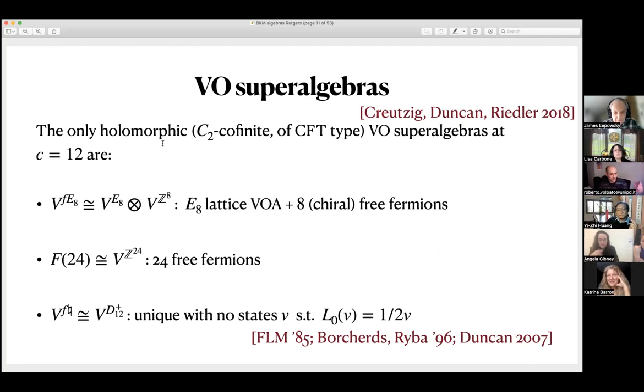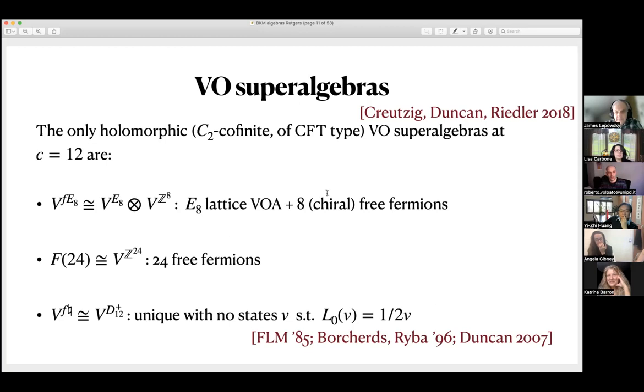Maybe some people knew a bit of this, but this is where this was proved. So if you look at the only nice holomorphic vertex superalgebras at central charge 12, there are three of them. The first one is a supersymmetric version of the E8 lattice VOA. It's literally the E8 lattice VOA tensored with eight free fermions. And free fermions, if you want, you can see as a vertex algebra on the lattice Z^8. And this is the vertex operator superalgebra that Scheithauer used to build a fake monster superalgebra.